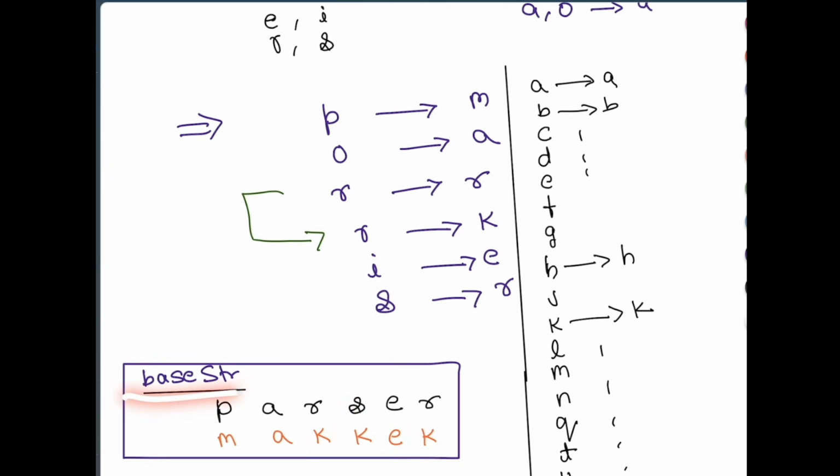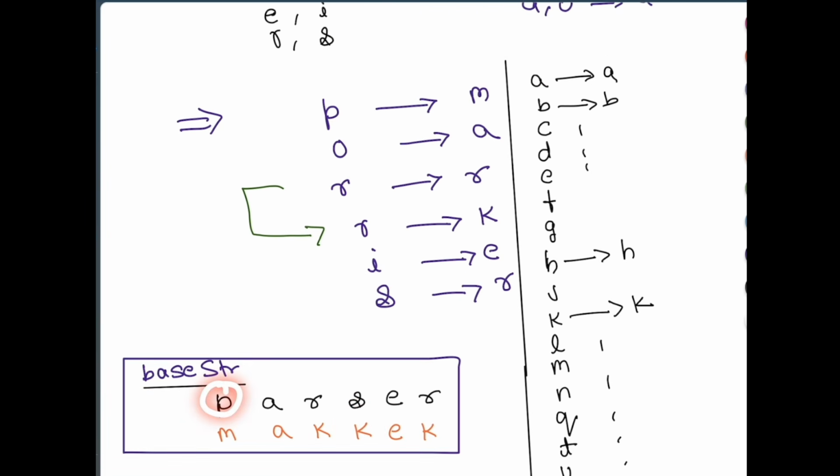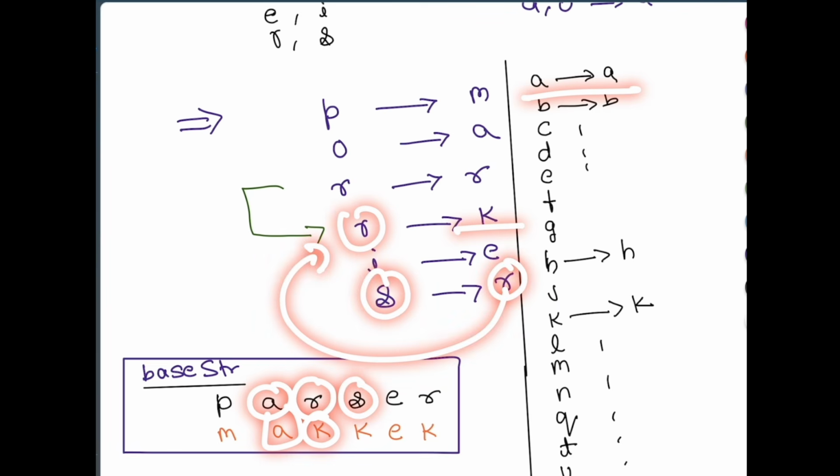Let me go through this base str and explain it. For P the value is M, so directly we will replace it with M. For A it is already A. For R it is K. For S the value is R, so we will go to R. For R the value is not R, it is K, so we will replace it with K, because for K the value is K, so we don't need to loop further.